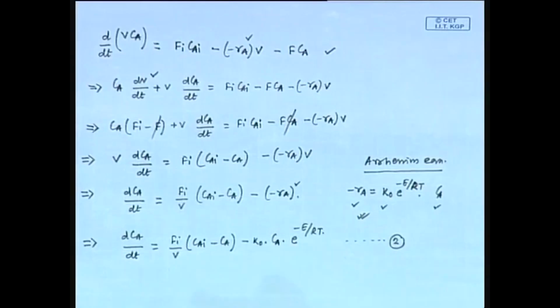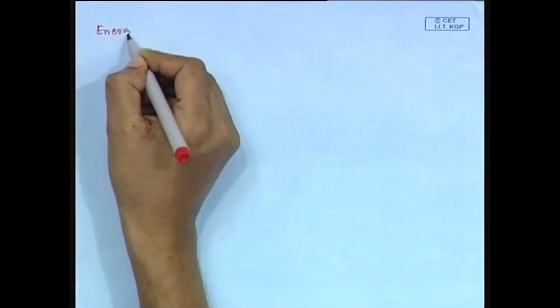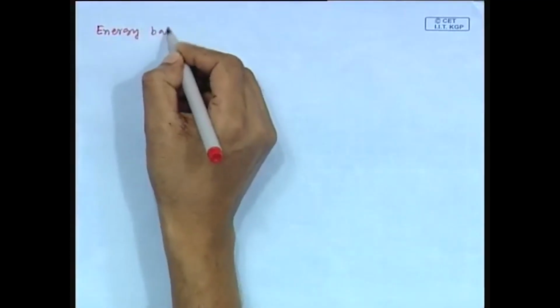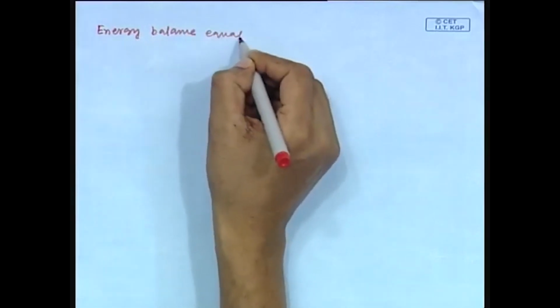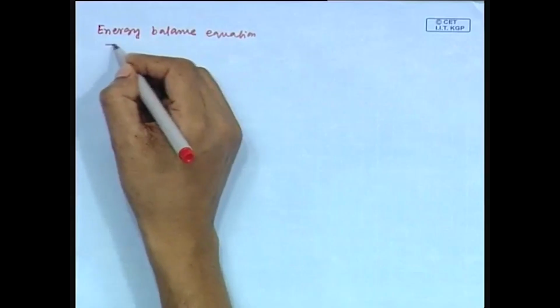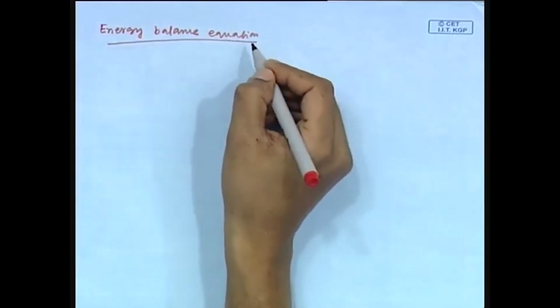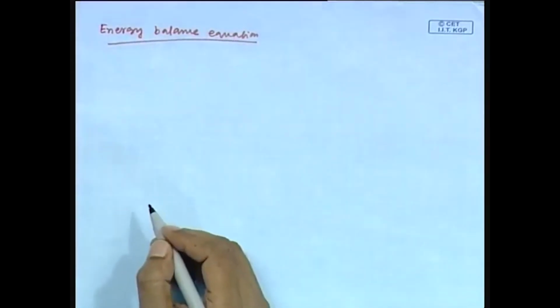Fine. So, these two equations we have derived based on the conservation of mass. In the next, we will consider the energy balance equation. Energy balance equation for the example CSTR system.